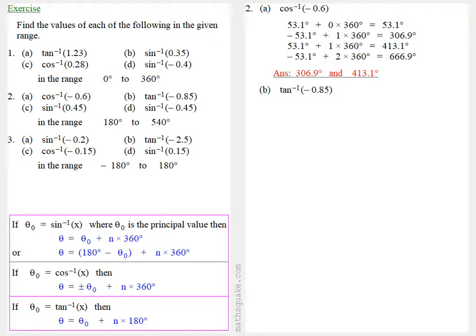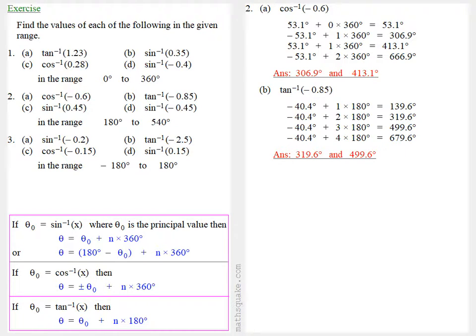In part 2b, we're asked to find the inverse tangent of minus 0.85, and when we do that on the calculator we get a principal value of minus 40.4 degrees. And then we can keep adding 180 degrees to it, and the result is shown in the table. We see the only two values that are between 180 and 540 are 319.6 degrees and 499.6 degrees.